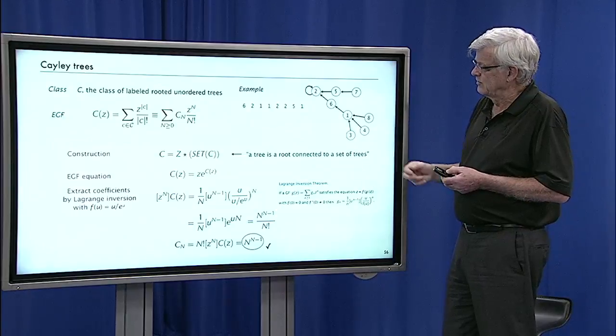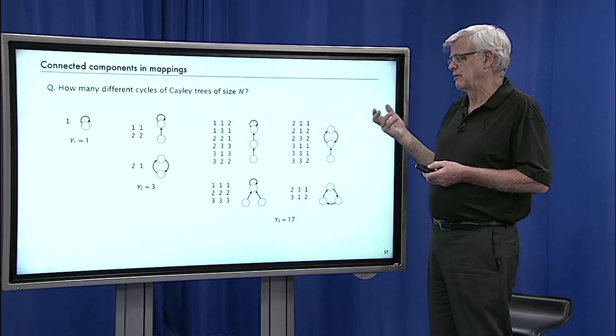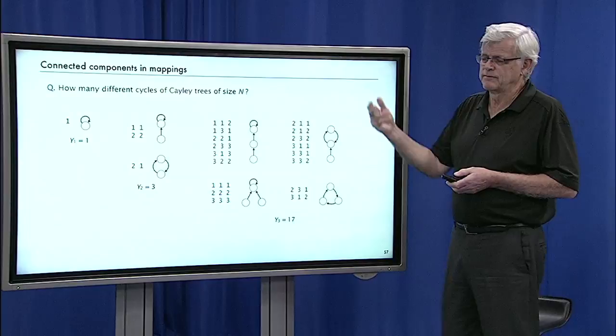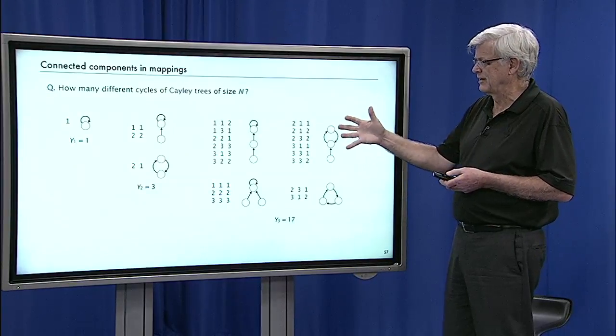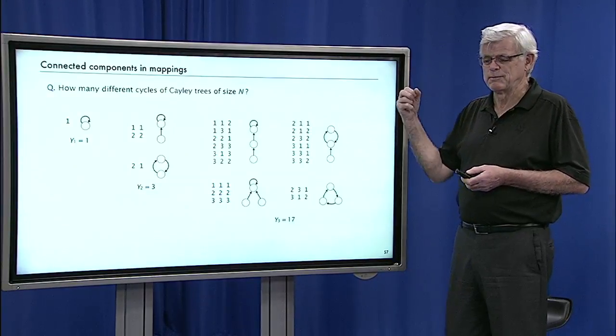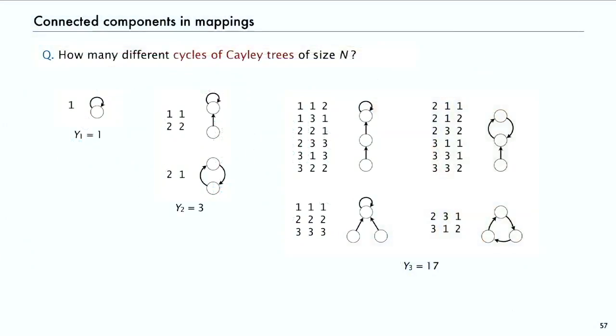Now, that's just trees. Now we can work up to look at more complicated structures like connected components and mappings. Remember, mappings are cycles of trees. So this isn't all the mappings. These are the ones that are just a single connected component. So these are all the possible connected structures that you can get with 3 words, with 3 mappings.